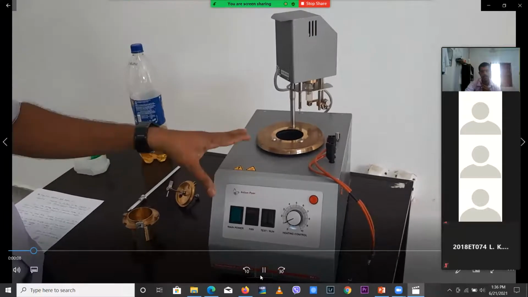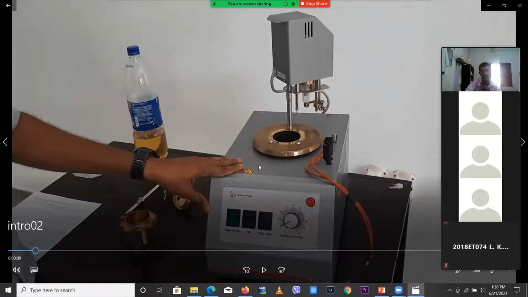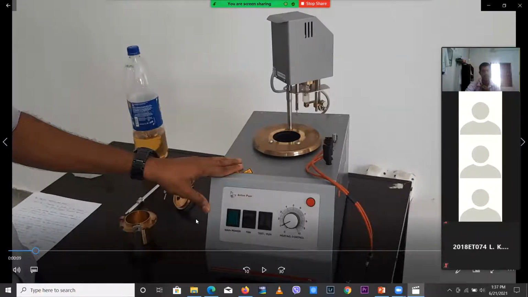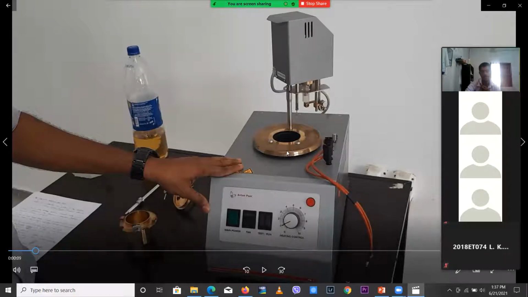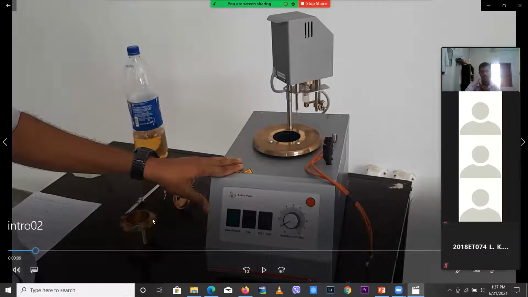This is our Benzene Martin flash point operator, right? You can see it is a little bit different from that diagram, but the parts are the same. Inside is the cup, and under this mount you can see a heat shield, which we call the heating compartment. After filling the sample, we will fix the cup into the heating compartment, right?